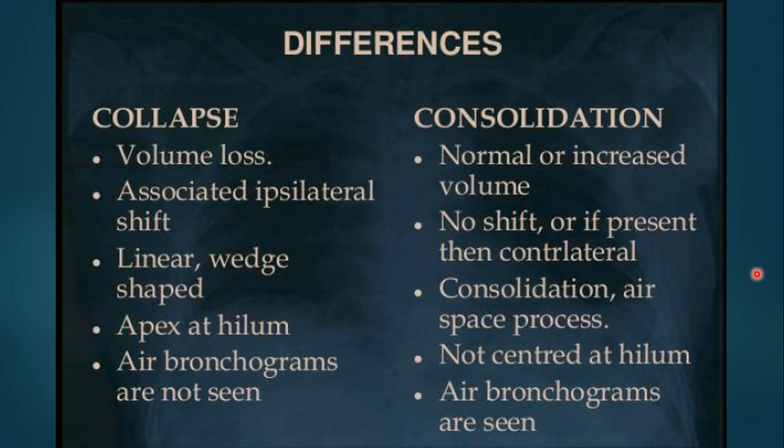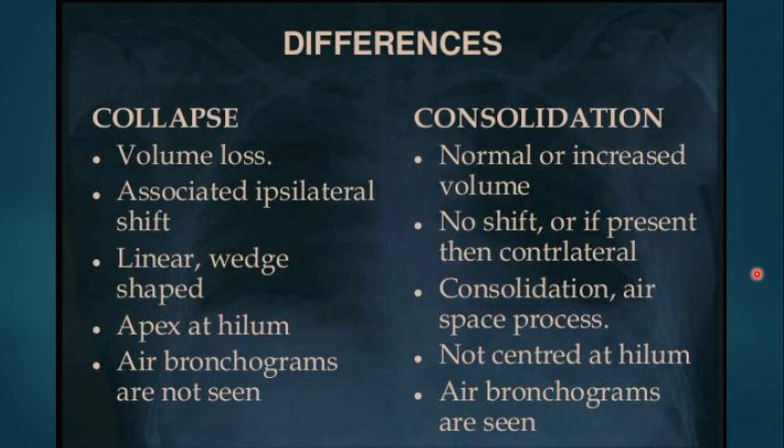In collapse, the apex of the linear or wedge-shaped opacity is at the hilum, and we don't see air bronchograms in collapse. But sometimes, not always, air bronchograms are seen in consolidation, and consolidation is not centered at the hilum. It involves the whole lobe. The lobe keeps its shape, or the segment keeps its shape, with no signs of volume loss. So the opacity is not centered at the hilum.